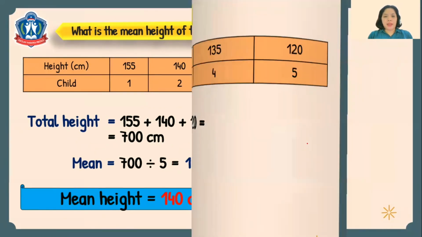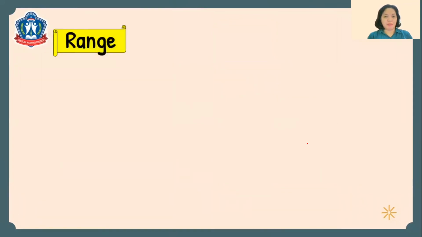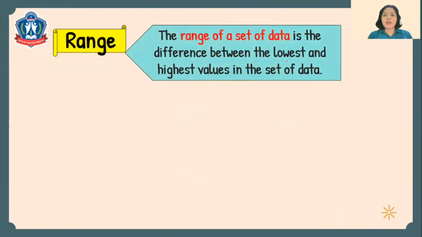Now let's go to range. This is the easiest one. Range, children, is only finding the lowest or the smallest value and the highest value. Then subtract. So let's see our set here.